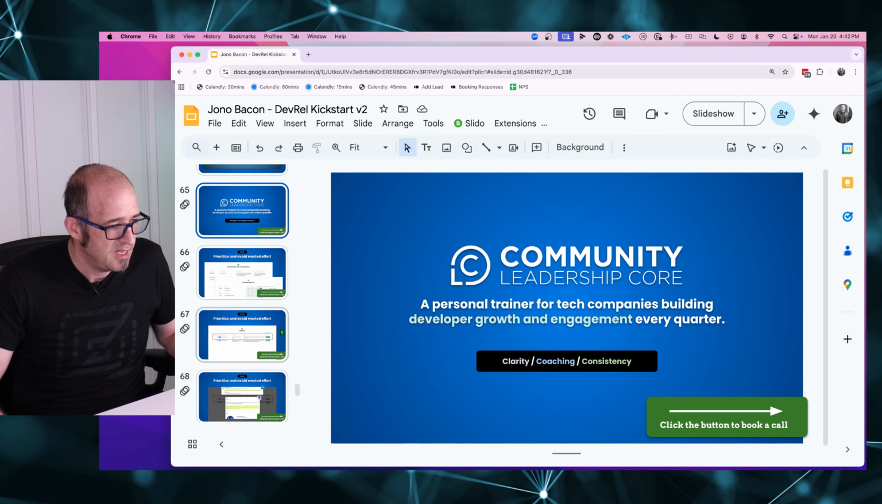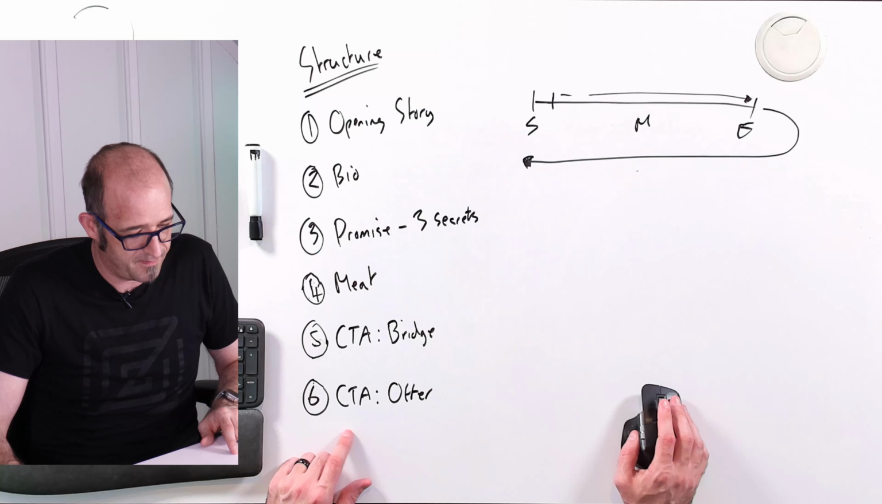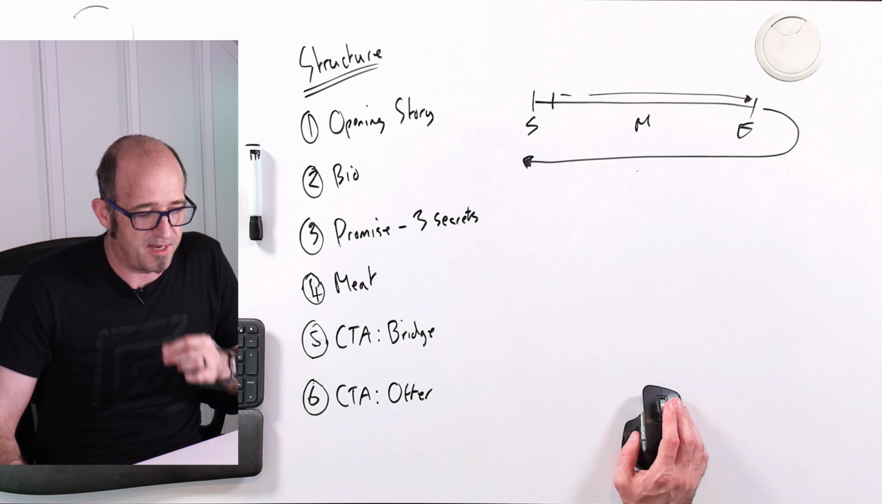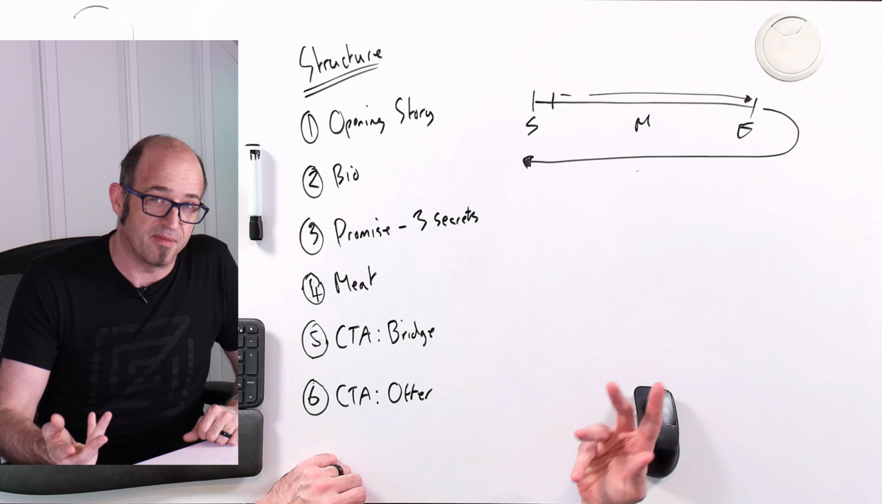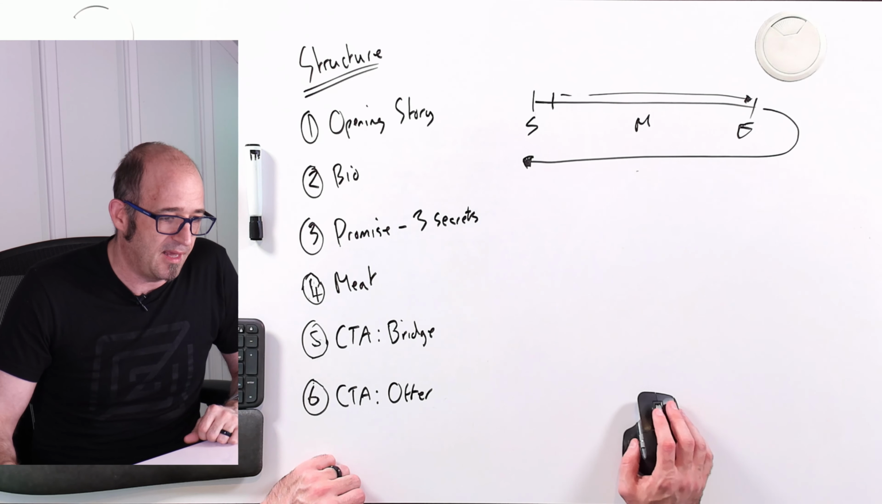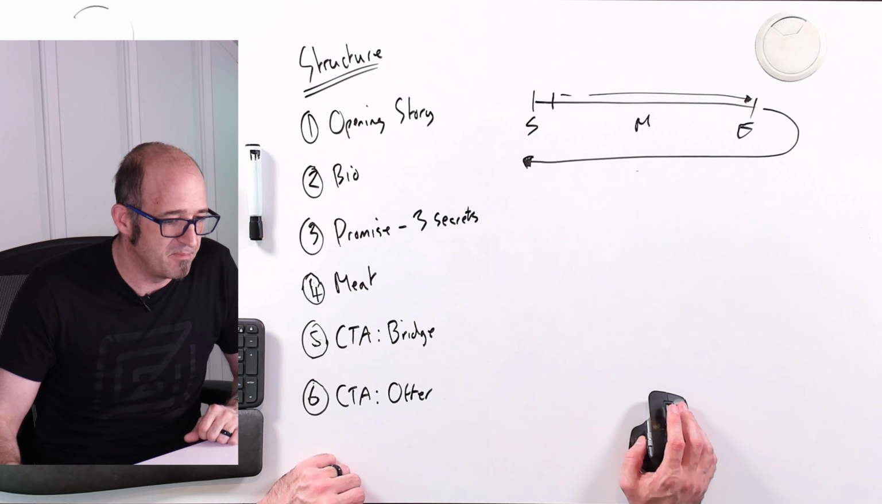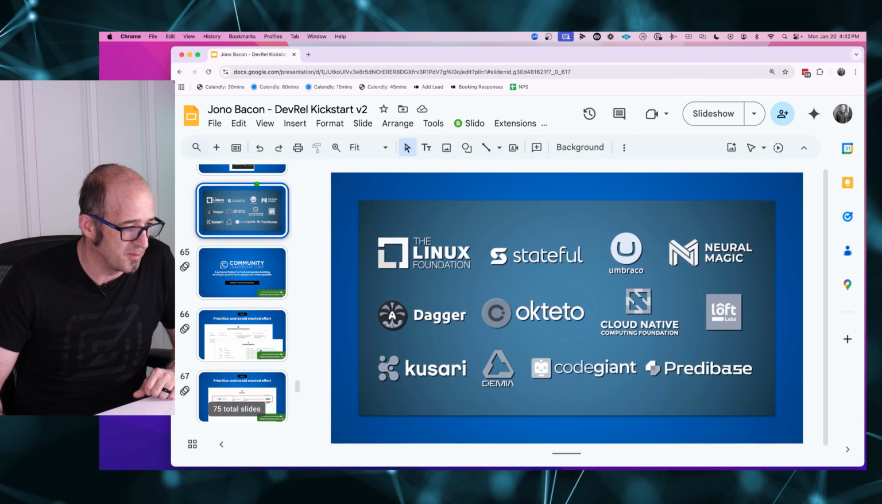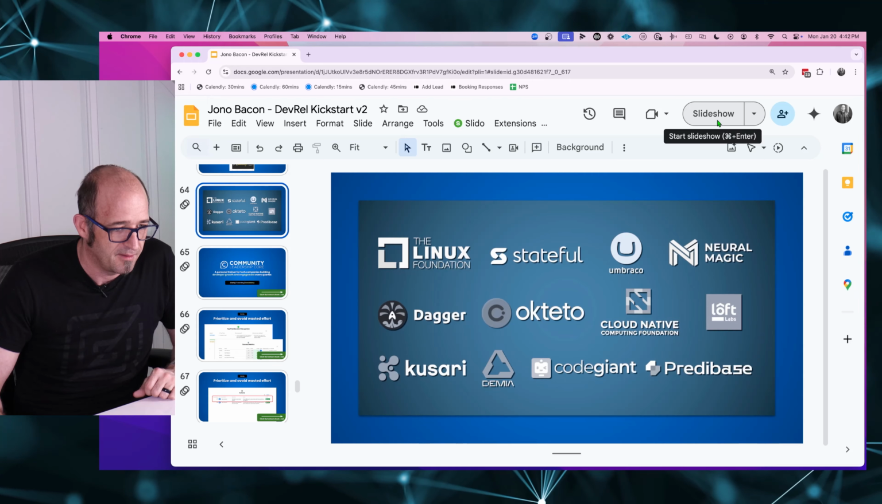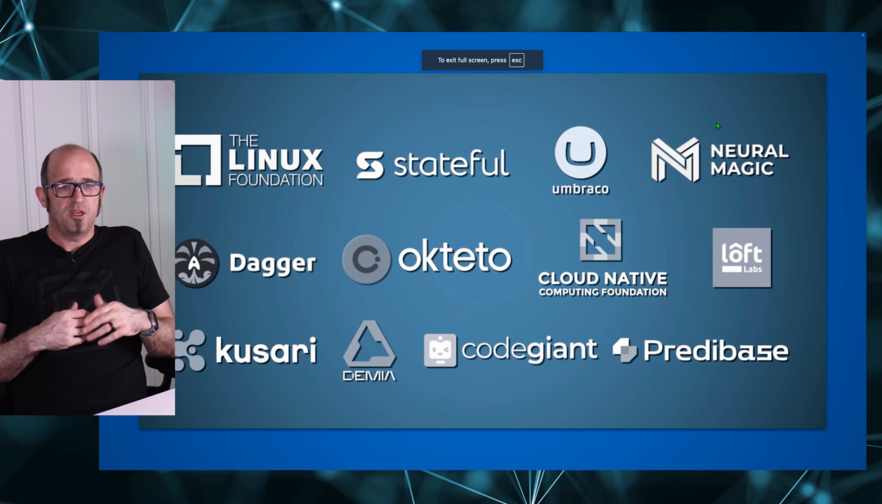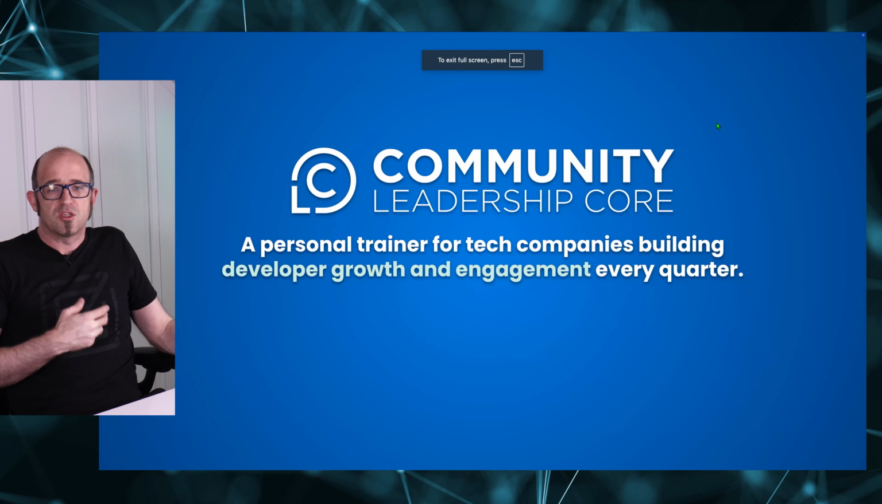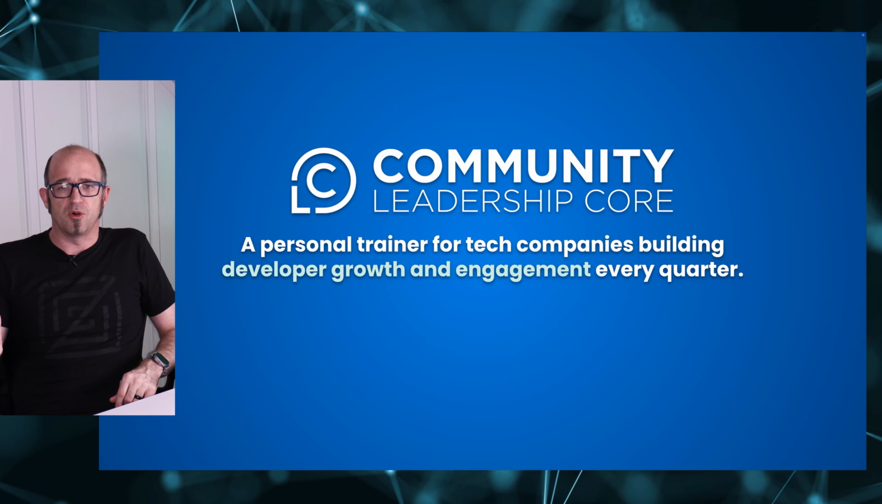So I go through this, and then this CTA offer that we've got down here, the way in which I present this is I basically pop up this little green button over here, right? So let me show you, right? So if you remember rightly, I said earlier on, and these are some of the companies I've worked with. So we've built something called the Community Leadership Core, right?